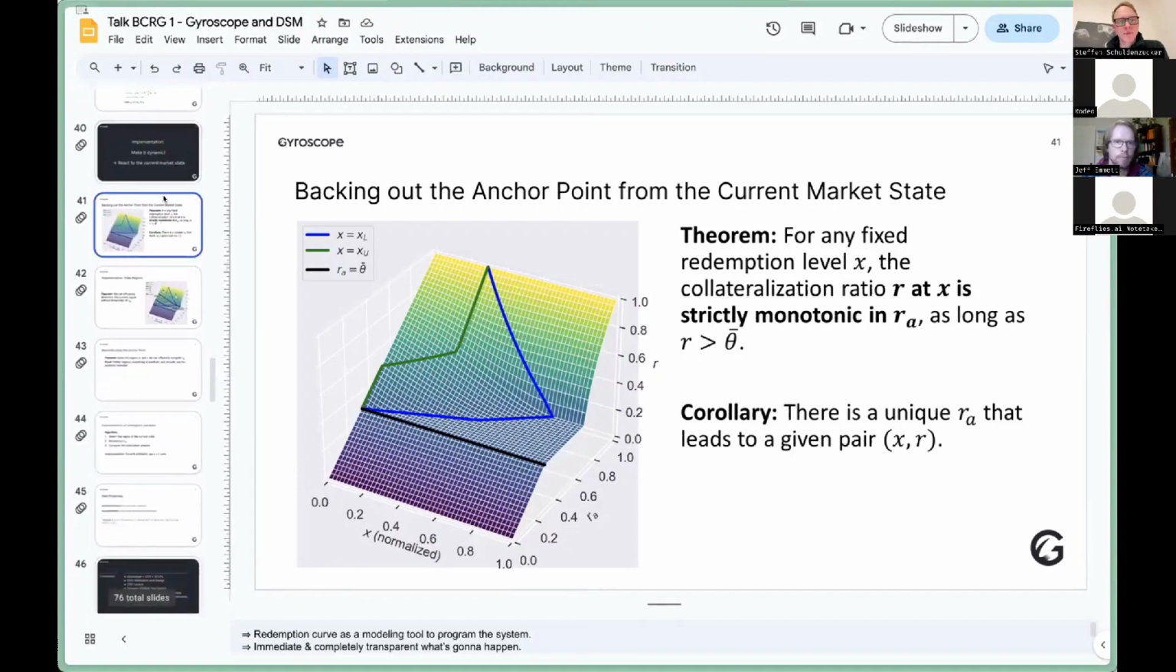Now, if I have a lot of computation, I guess I can just model this function on a grid. I can actually virtually plot this and then just figure it out. But of course, we don't have that luxury on chain at all.